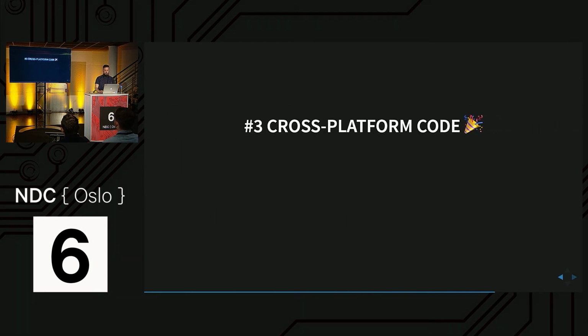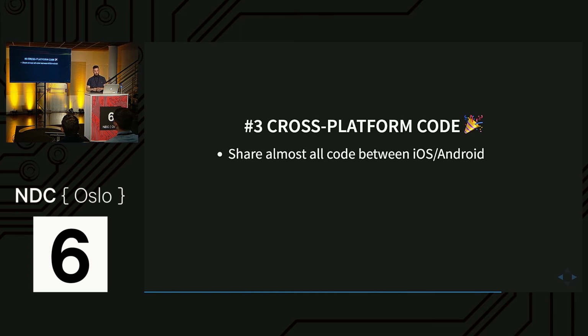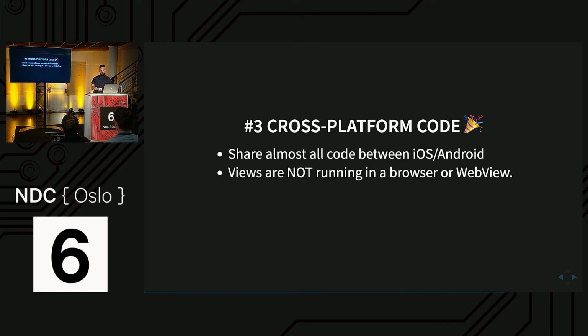Third point, cross-platform code. So with React Native, the same code will run on both iOS and Android. It's JavaScript code. But what may not be apparent here is that the same UI code will render on both iOS and Android. But what's really important to remember is that the views, unlike hybrid apps, are not running inside a browser or a web view. They are actually rendering native elements. So basically, the JSX code is translated to native elements and will render as such, and in that way make the app look like a native app.